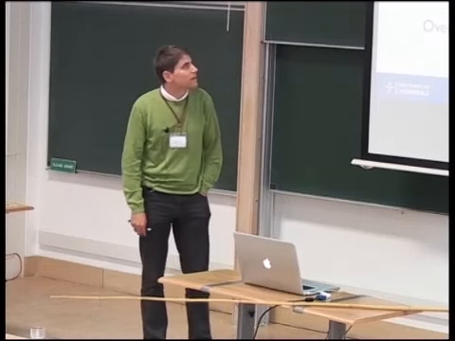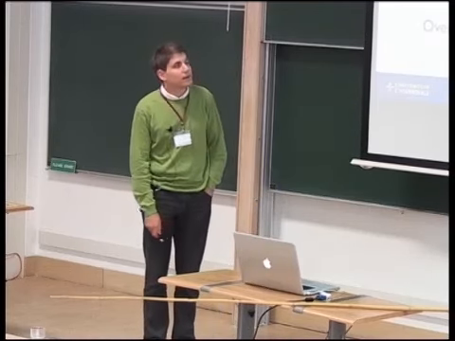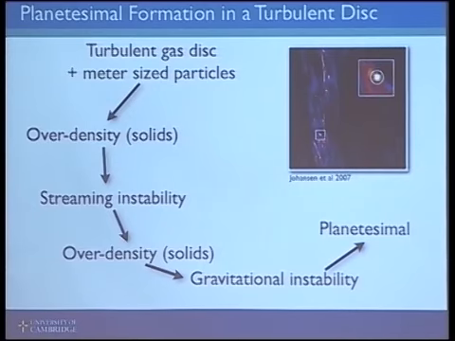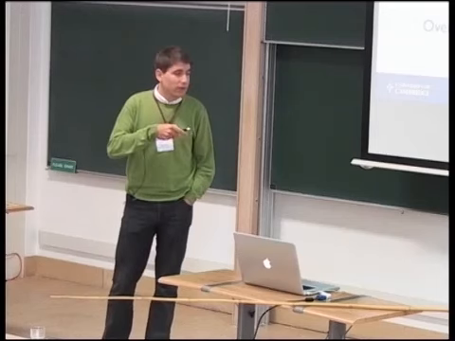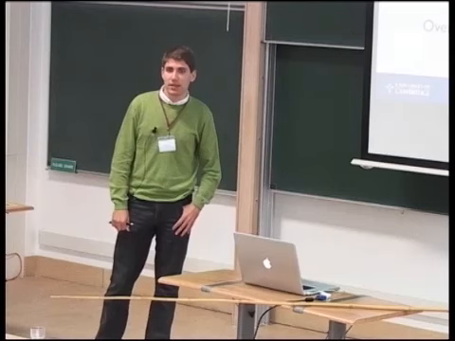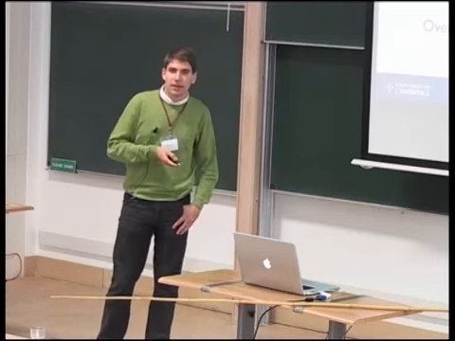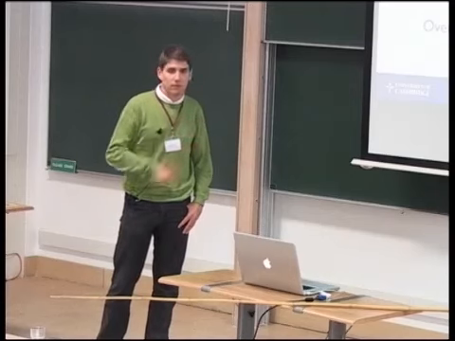So let me just summarize the idea that Johansen et al. had in this 2007 Nature paper, how to form planetesimals in a turbulent disk. So you start out with a turbulent gas disk where the MRI is active, and you've got meter-sized particles in your disk. And the MRI creates an overdensity in the disk. And if the overdensity is large enough, then the streaming instability can kick in. And the streaming instability once more creates an overdensity. And now we're in a regime where the density is so large that the material can become gravitationally unstable, and simply collapse to a bound object, which is then called a planetesimal.